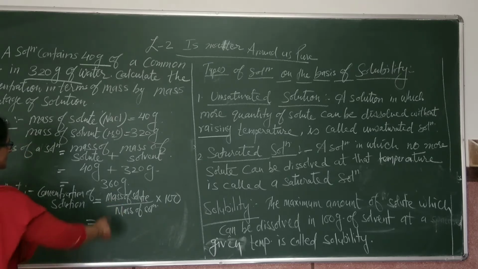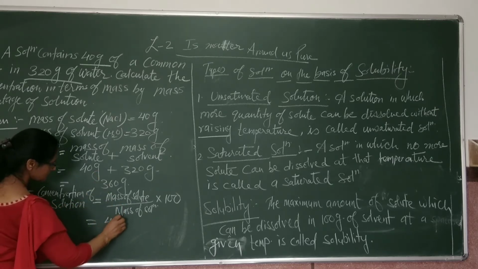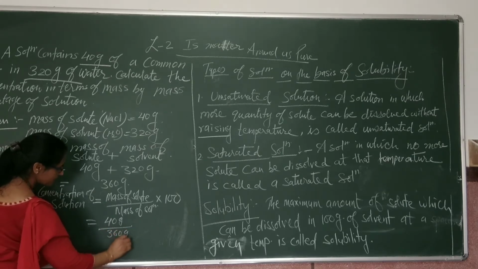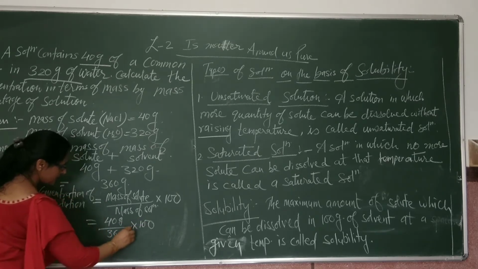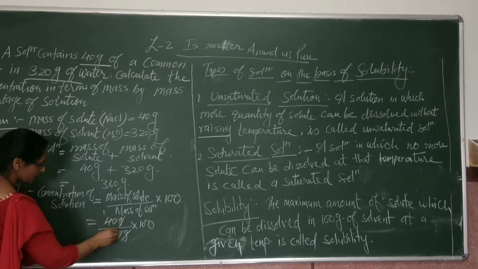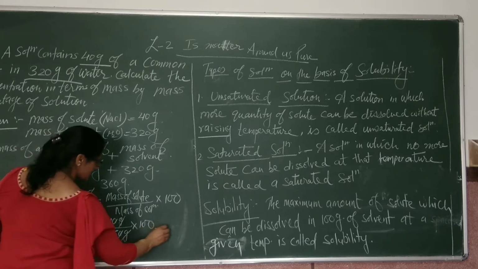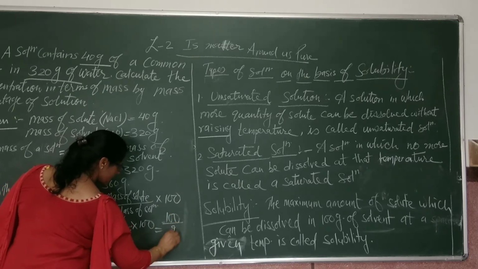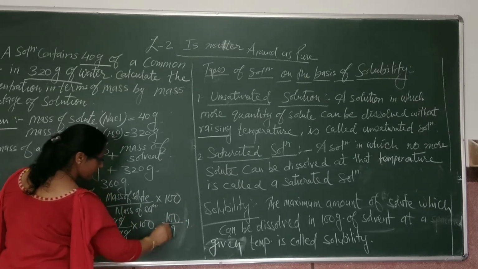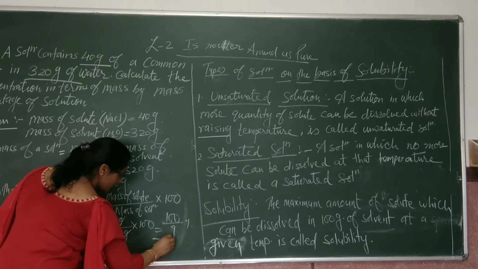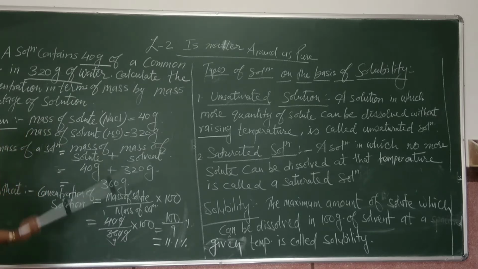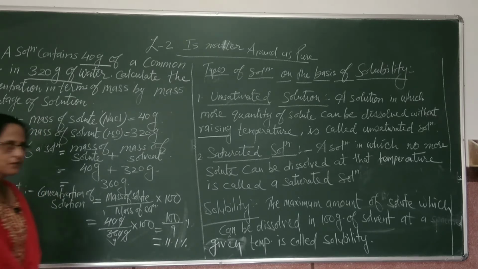Here mass of solute is 40 gram, mass of solution is 360 gram, multiplied by 100. 4 ones are 4, 4 nines are 36, then 100 upon 9%, and if I divide 100 by 9, then I will get 11.1%. So children, the concentration of the given solution is 11.1%.